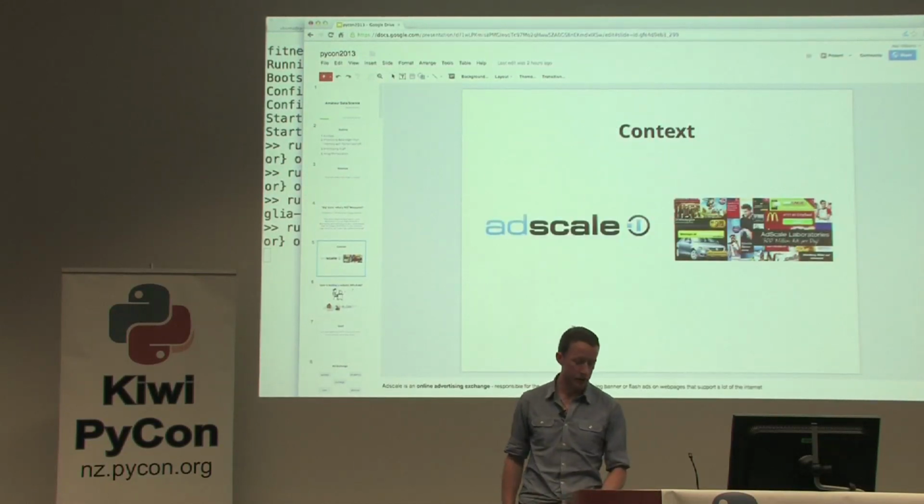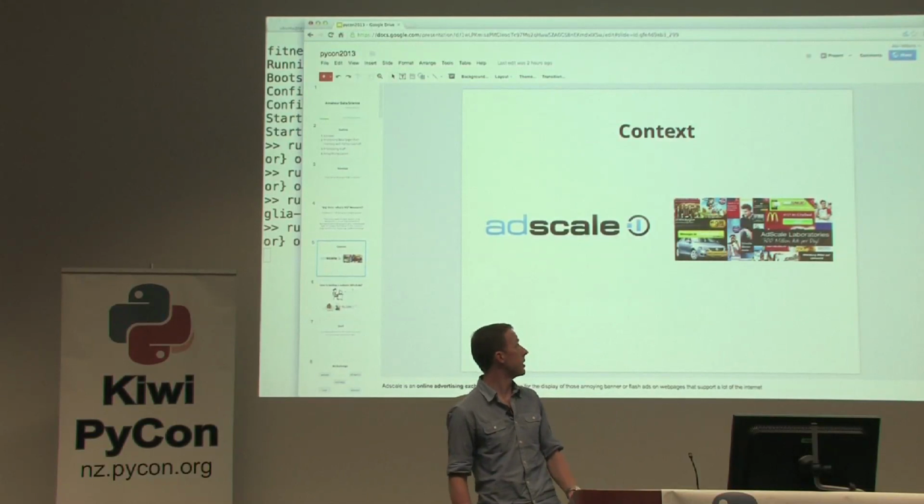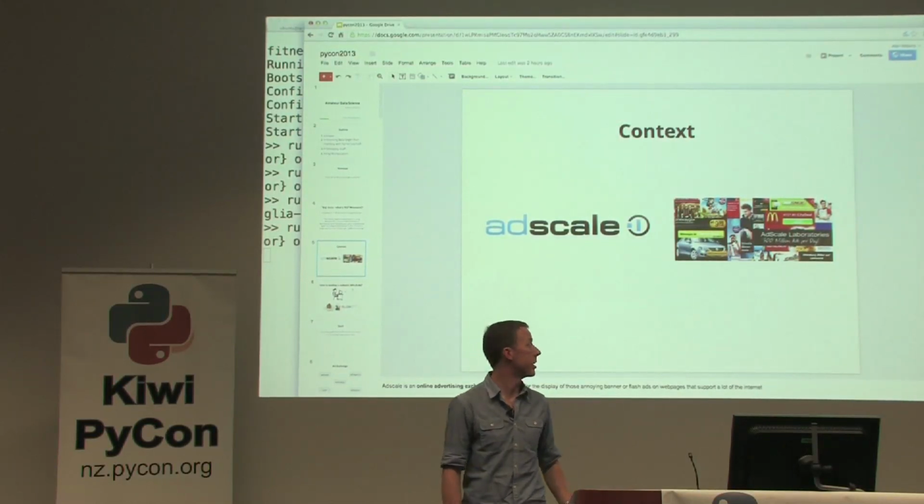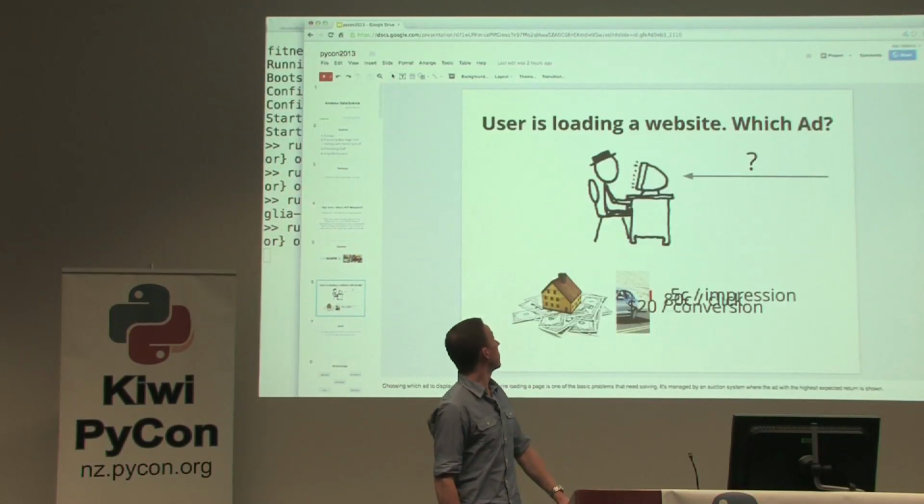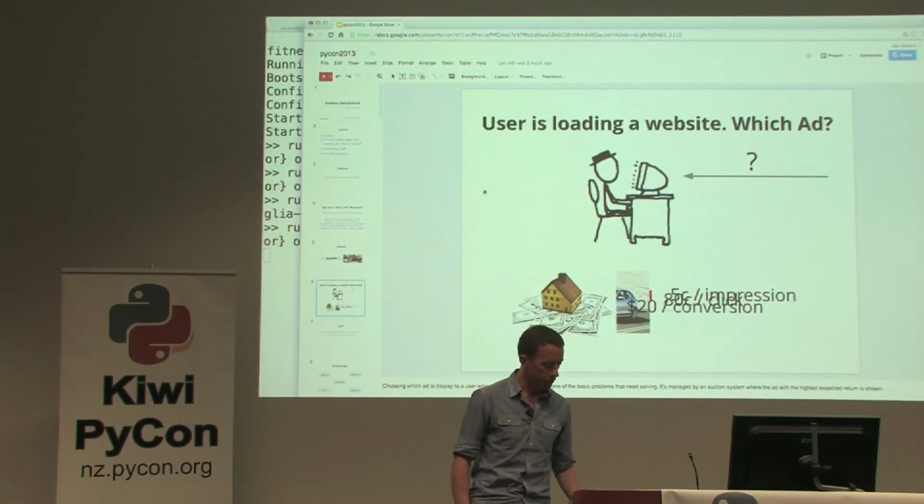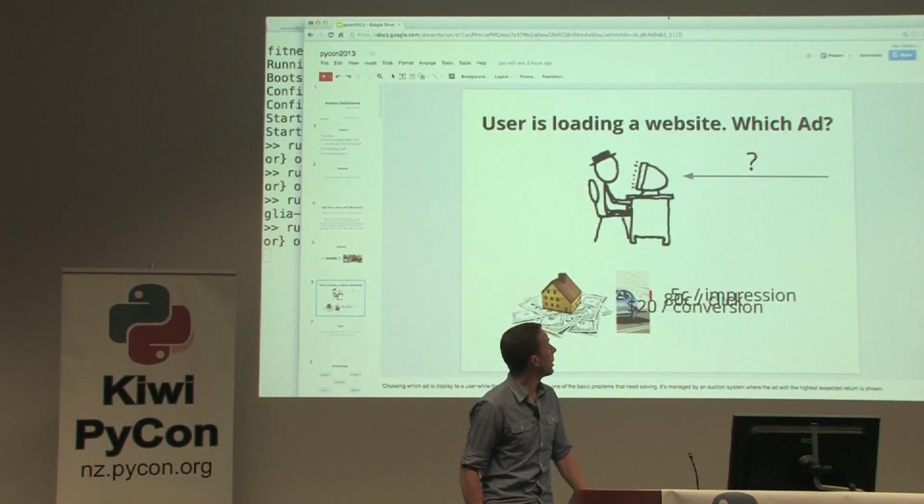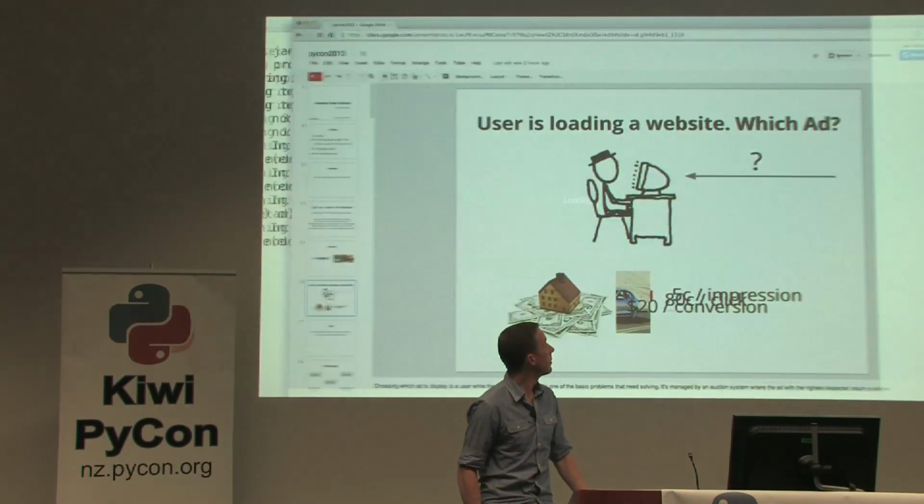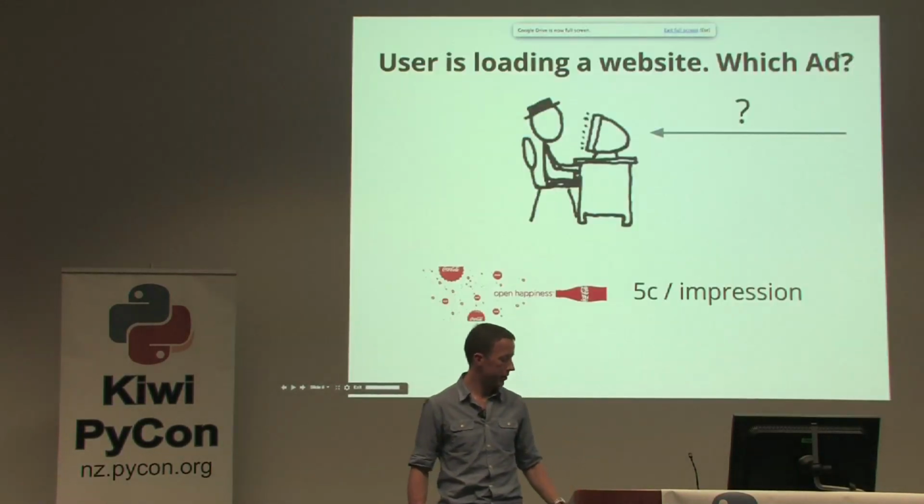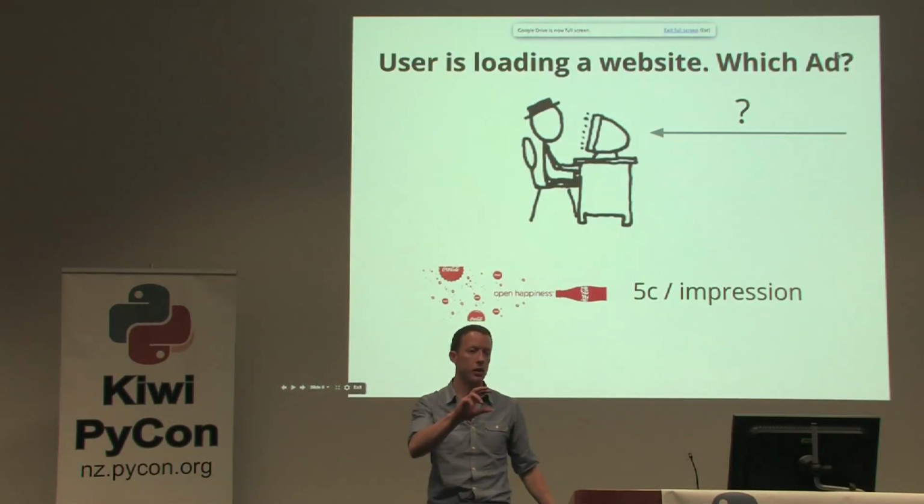Now, the context of this problem is computational advertising. AdScale is one of the companies that serves up a majority of the display ads in Germany. So the problem here is that a user is loading a website. Which ad are we going to show them? They're loading stuff.co.nz or any similar website, and we have a slot available.